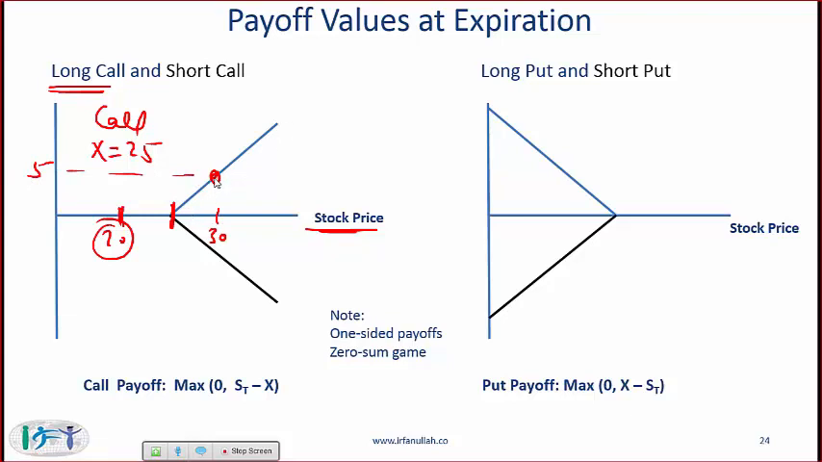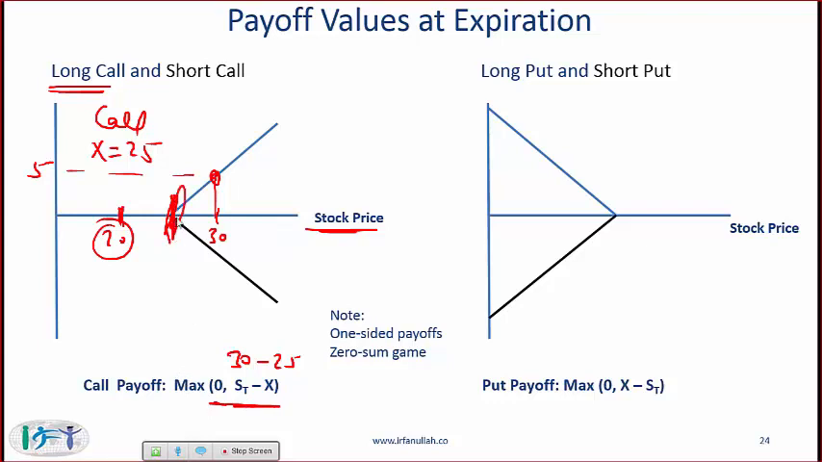So the payoff tells you how much you will gain or how much value you will have by exercising. So notice the payoff is essentially the stock price at expiration minus X. If the stock price is 30 and X is 25, then your payoff is 5. And if the stock price is less than 25, then it is 0. The payoff can never be negative.